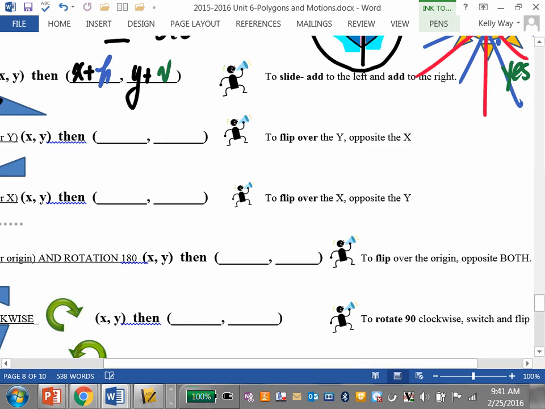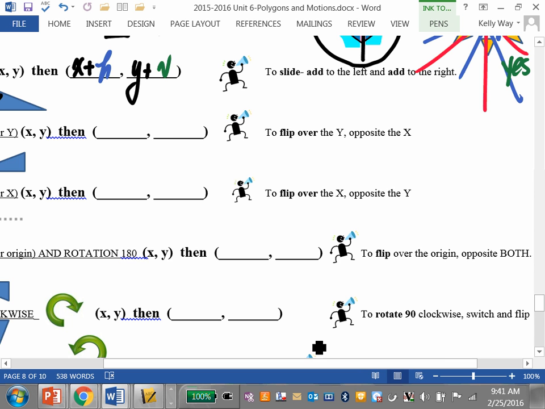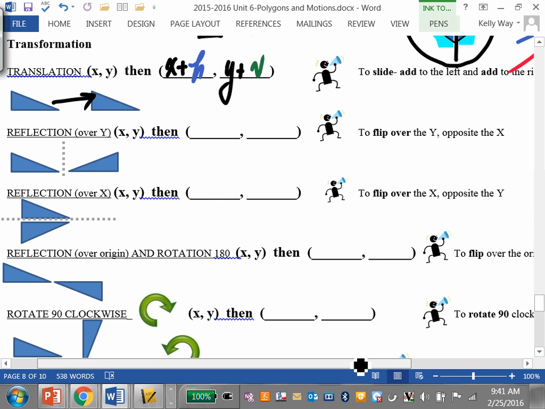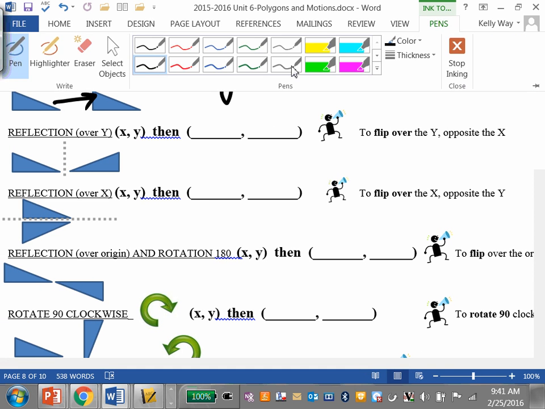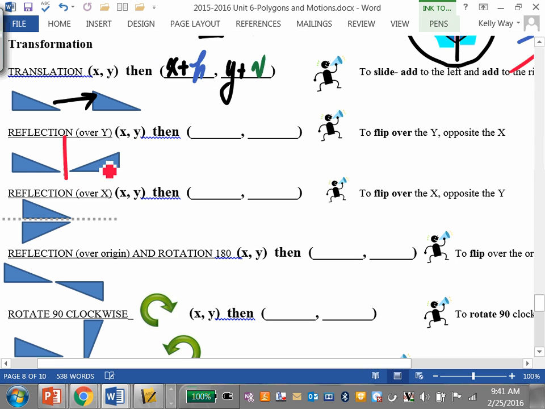Next one is reflection. Now this looks a little strange, but just write it down and then I'll go over it. To reflect over the y-axis, you take your x, y and you simply opposite the x coordinate. That's why there's a negative there.